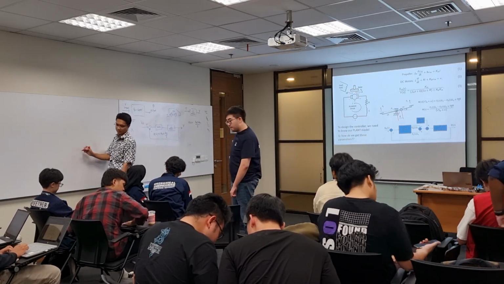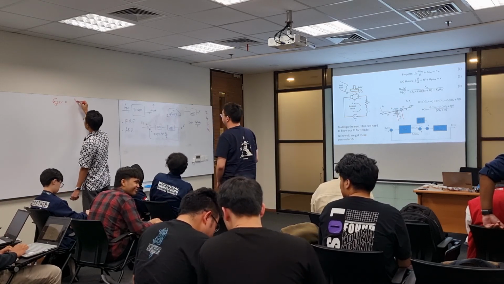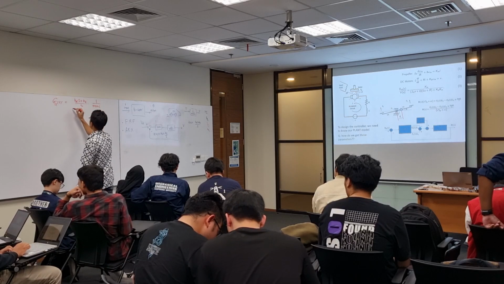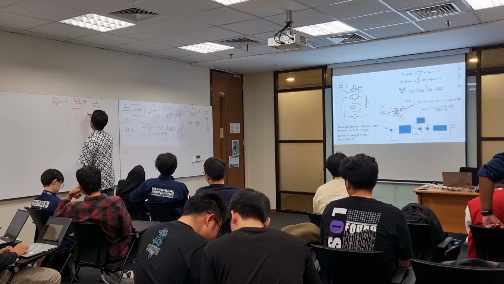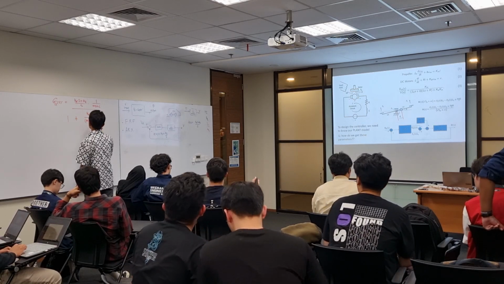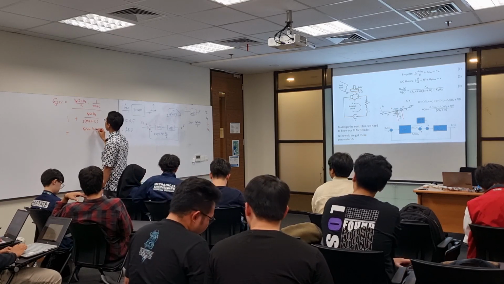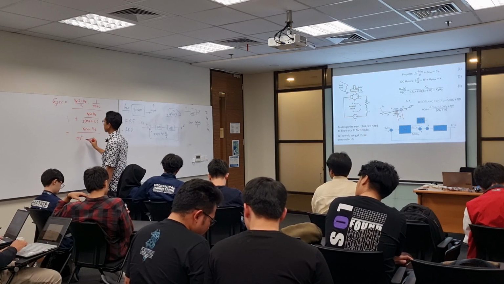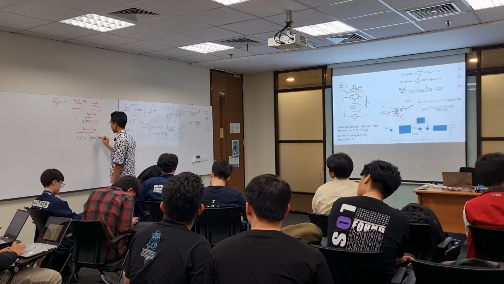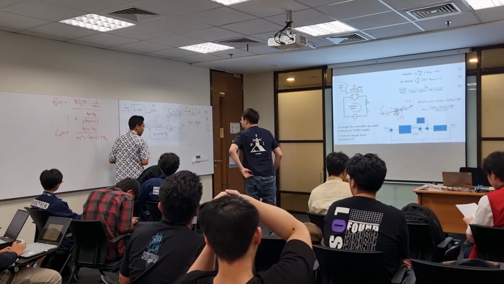So the closed loop, I will write here. The closed loop will be, wait, Kp s plus Ki, plus s Ki. Yeah, so this is the Gcl of s.